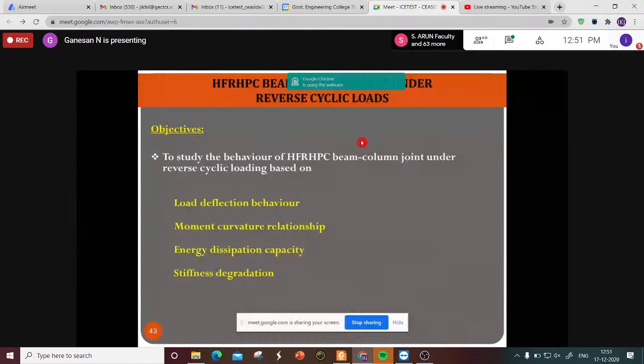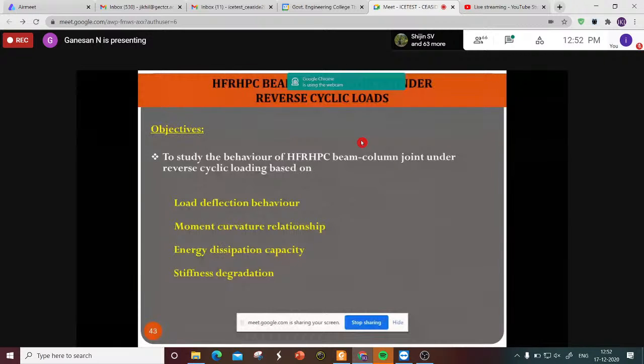Why I'm telling is beam column: when you have a tall building subjected to lateral loading, the first casualty will be at the joints. You can draw the bending moment diagram and shear force diagram, and you can find that the maximum bending moment will occur at the joints, the beam column joint. And if the concrete is cracked, what will happen? There is a chance that the cracked concrete may fall down unless it is confined.